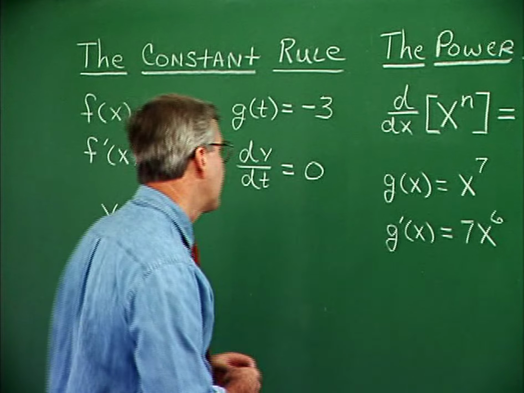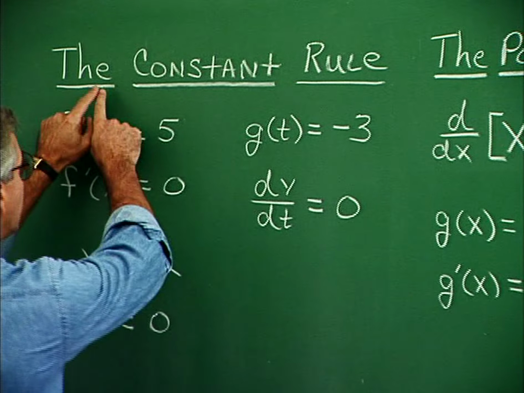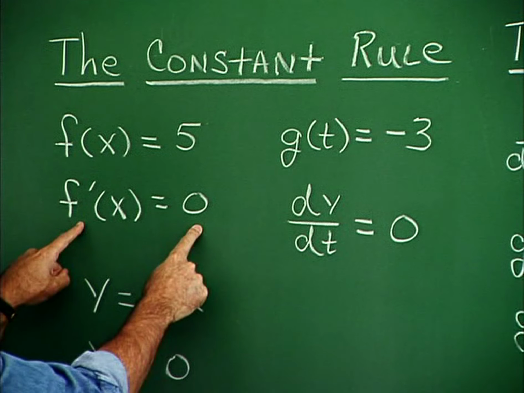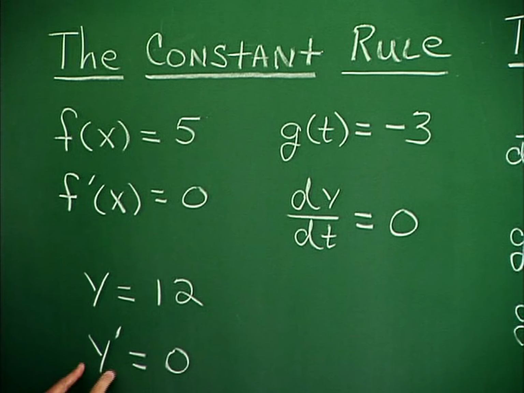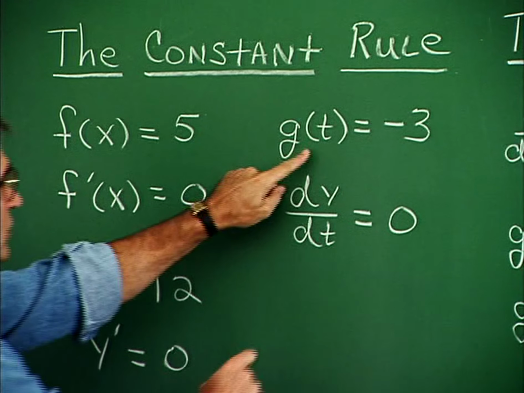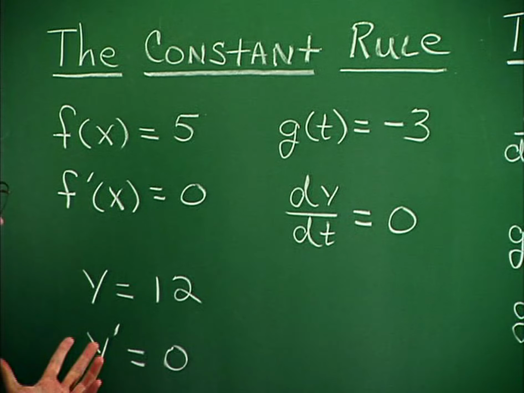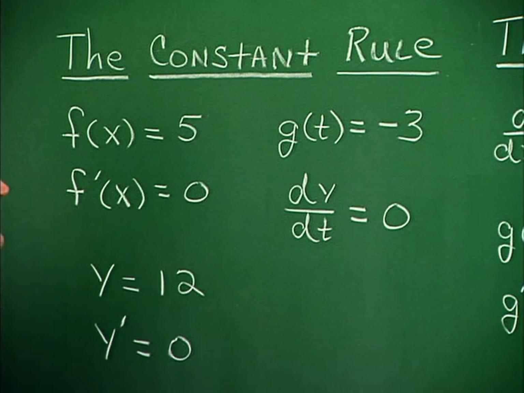Let's begin with a very simple constant function. And this rule is called the constant rule. If the function is a constant, then the derivative of the function is 0. If the function is a constant, the derivative is 0. That's all there is to it, just using several different notations here to indicate the same thing.